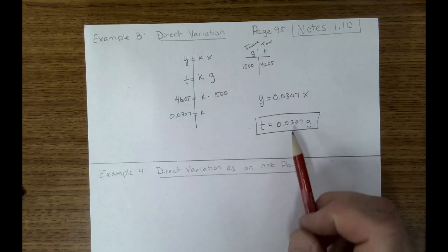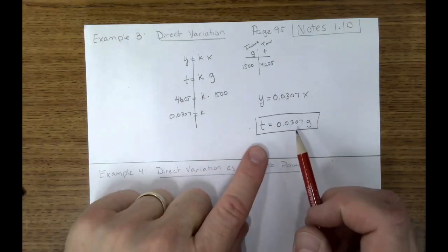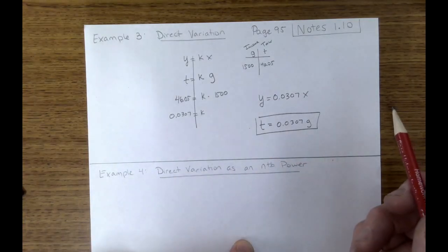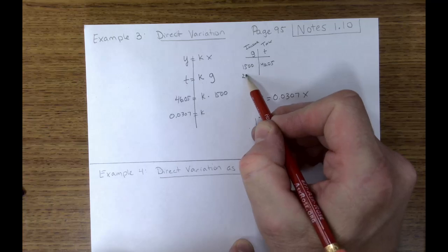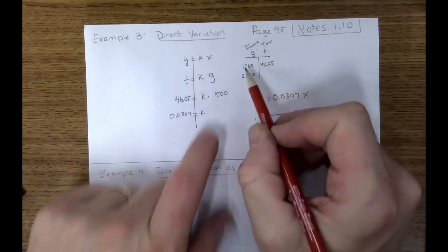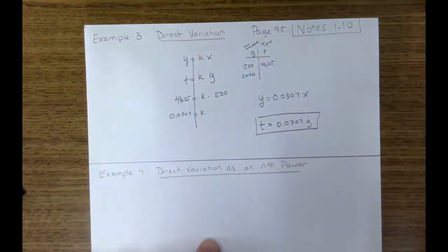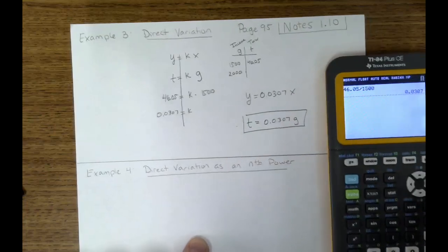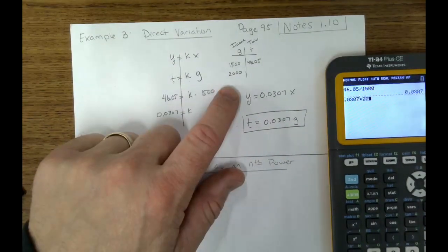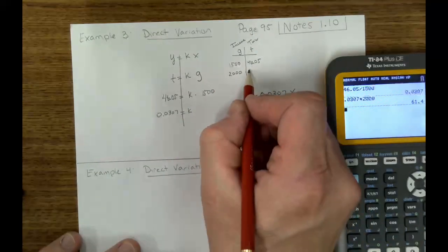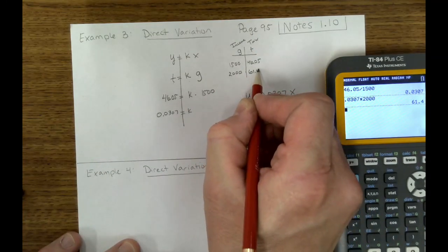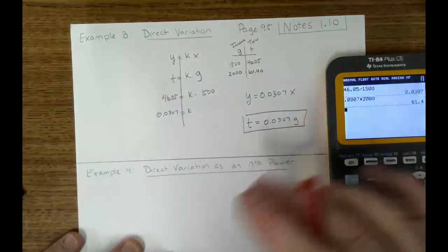So there you have it. Now, why do we have this equation? Because now we can answer some questions. Let's say my income was $2,000. Well, I have more income, so I'm going to pay more tax. And then I just use this equation. 0.0307 times 2,000, and it's $61.40.